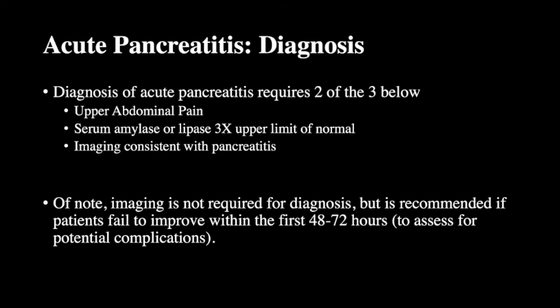Moving on to the diagnosis of acute pancreatitis. In order to diagnose it, you just need two of the three things that I listed here below. One is the patient needs to have upper abdominal pain, you need serum amylase or lipase 3 times upper limit of normal, or you need imaging consistent with acute pancreatitis. Like I mentioned, if you have two of these things, you don't have to do a third thing. So if we know the patient has abdominal pain and that their serum amylase and lipase are more than 3 times upper limit of normal, we can assume it's acute pancreatitis and we don't have to do imaging.